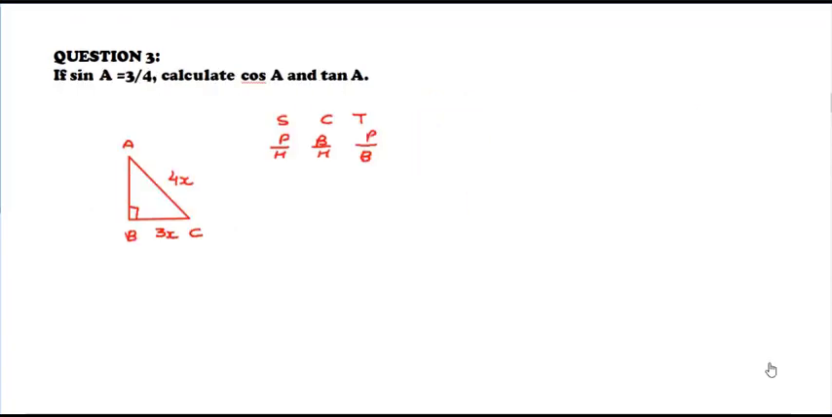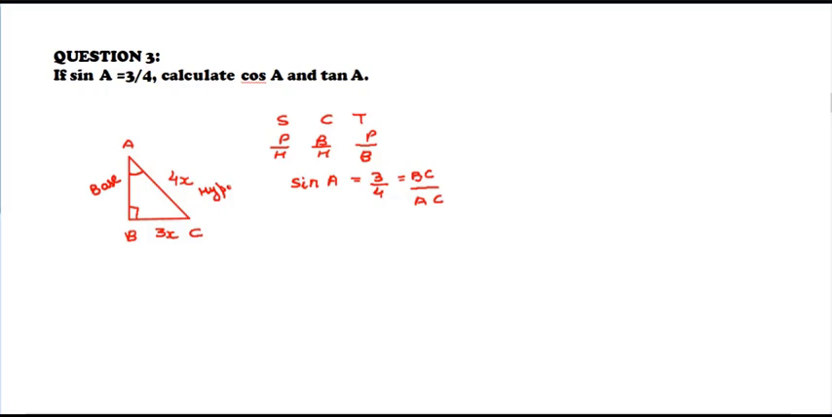Question 3. If sin A is equal to 3 by 4, calculate cos A and tangent A. So we will take a triangle ABC, right angled at B. Here the value of sin A is 3 by 4, that means it is a ratio. sin A is equal to perpendicular upon H, so that is 3 by 4.